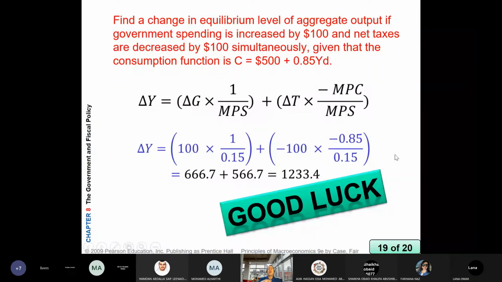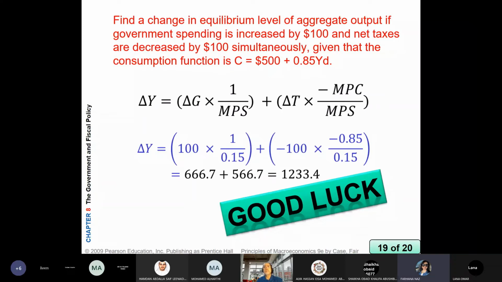This is the most difficult question in the coming exams, class test 2 and final exam. Can I ask Farhana to read this question for me? Yes, doctor.